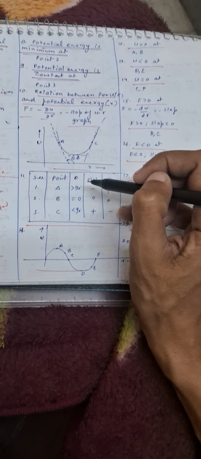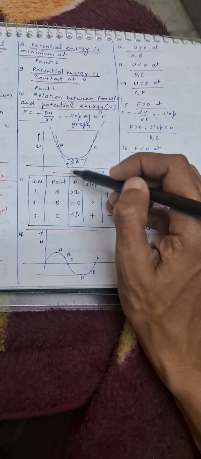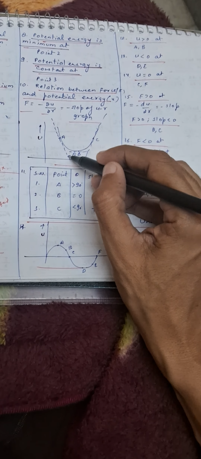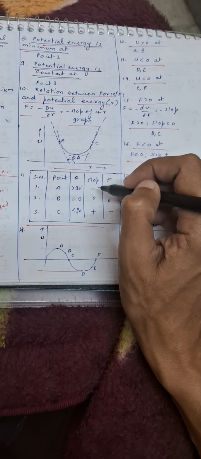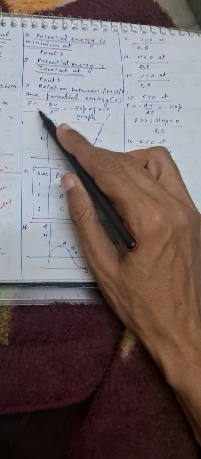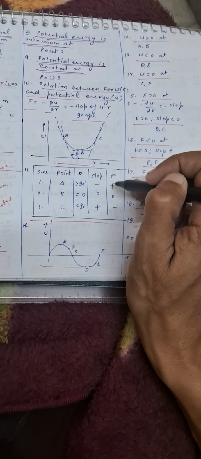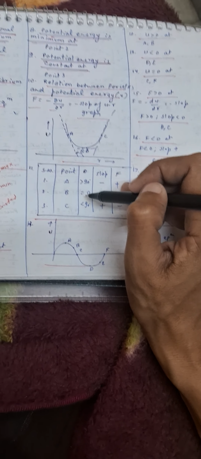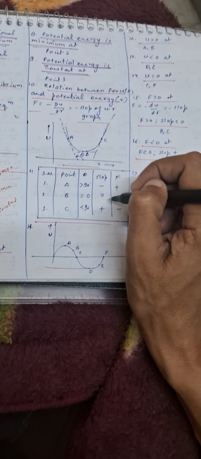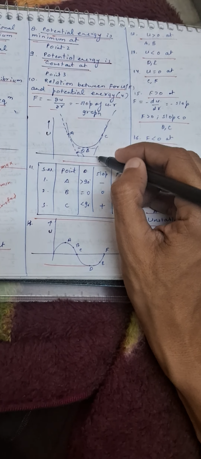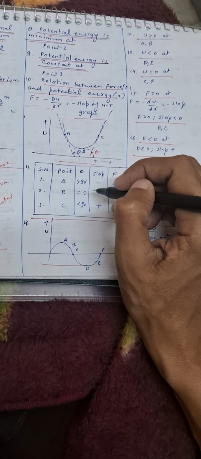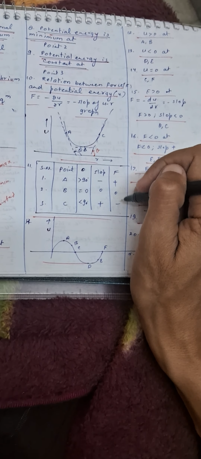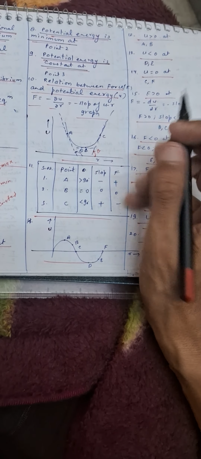So if we analyze the 3 points, if we draw a tangent to the curve at the first point, then we can say that this tangent makes an angle which is greater than 90. So the slope here is negative, and since force is equal to the negative of slope, the force will be positive over here. At point B, theta is equal to 0, so slope will be 0, so force will be 0. Whereas at point C, the angle is less than 90, the slope will be positive, and hence force will be negative, because force is equal to the negative of slope.